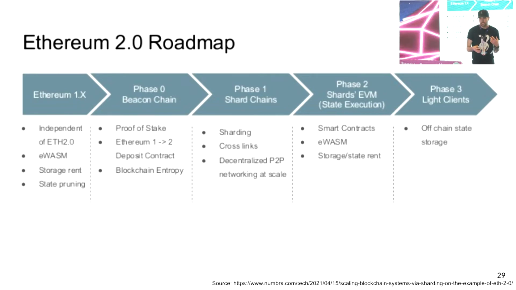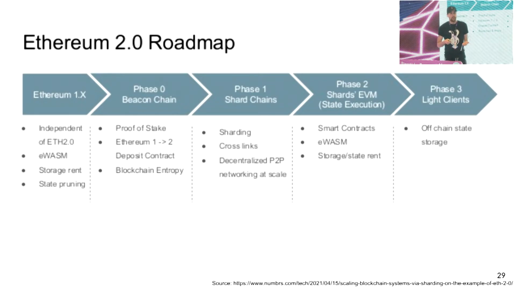The original idea was that there would be multiple phases and that there would be many, many shards. There's a beacon chain, there's many shards. Each of those shards has a VM, state execution is what's referred to here, using something like EWASM or potentially EVM inside of them. And they would each look and feel like Ethereum today.